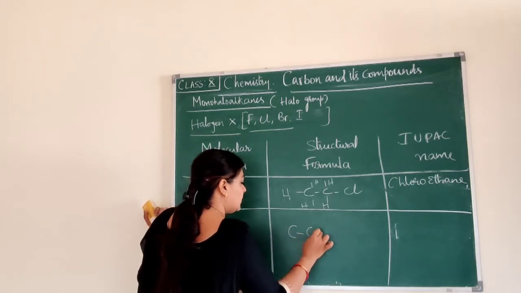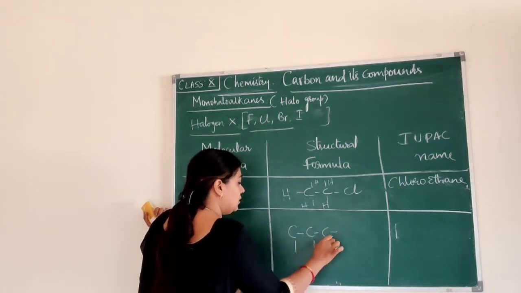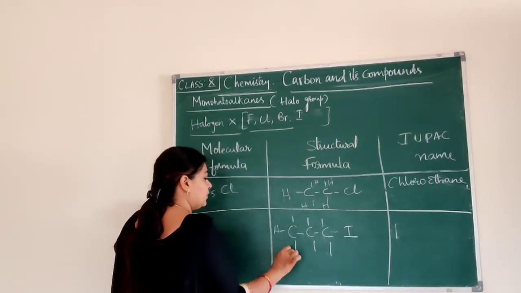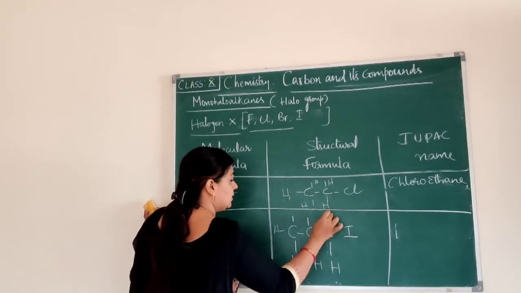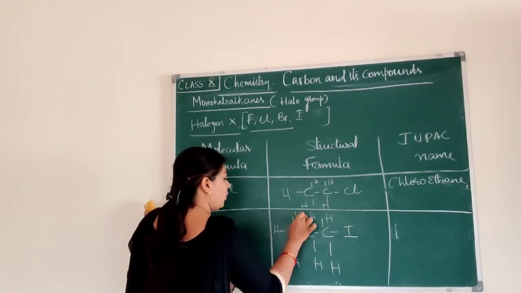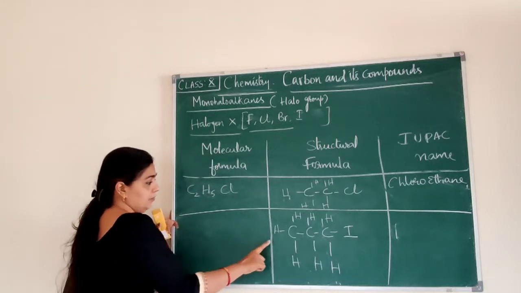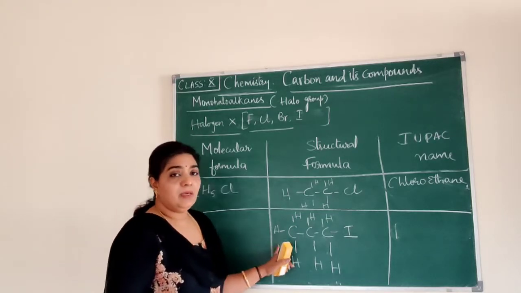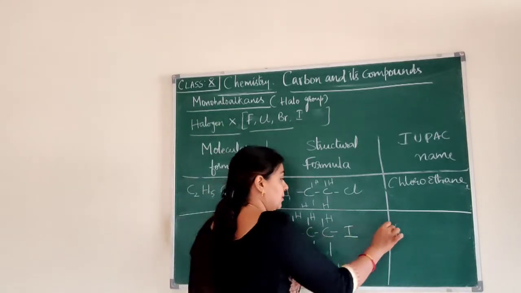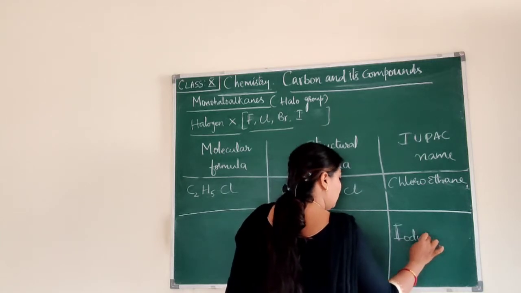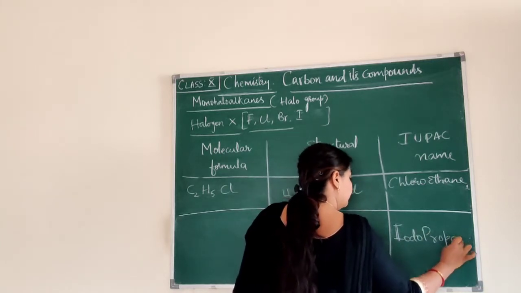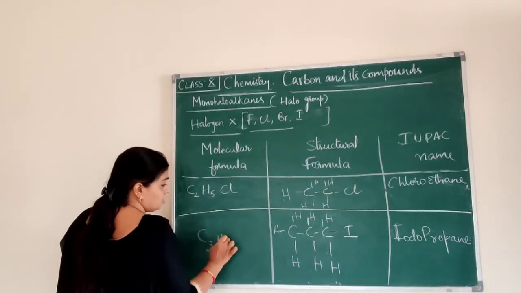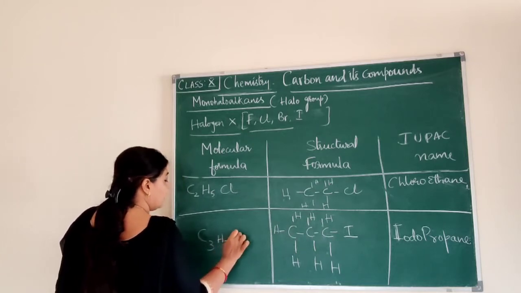Now let us do it for propane. So let us take propane, and instead of chlorine and bromine, let us take iodine. This is propane, that is 3 carbon atoms. So here one iodine has joined. So what will be the name? This will be iodopropane. What will be the molecular formula? C3H7I.